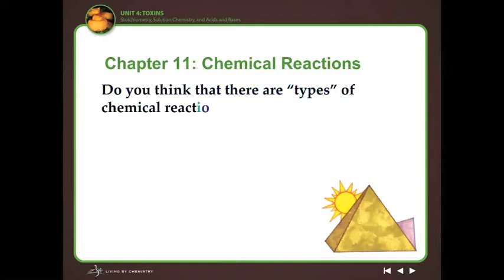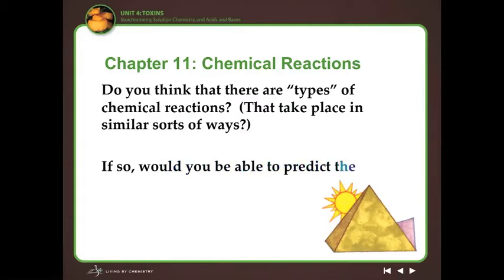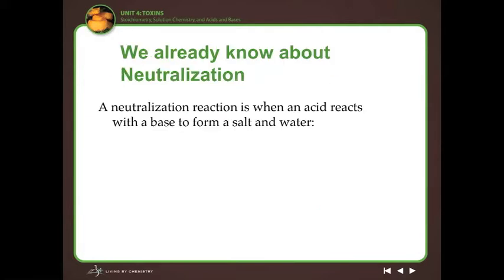Do you think that there are types of chemical reactions? That chemical reactions take place in similar sort of ways? If so, would you be able to predict the products of these reactions? Well, we already know about neutralization reactions. We saw that with acids and bases. A neutralization reaction is when an acid reacts with a base and forms water and a salt, or salt and a water. Here's an example.